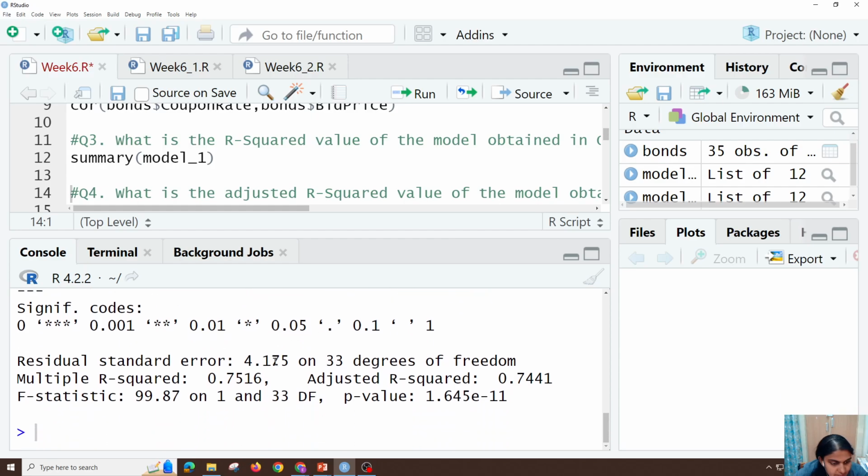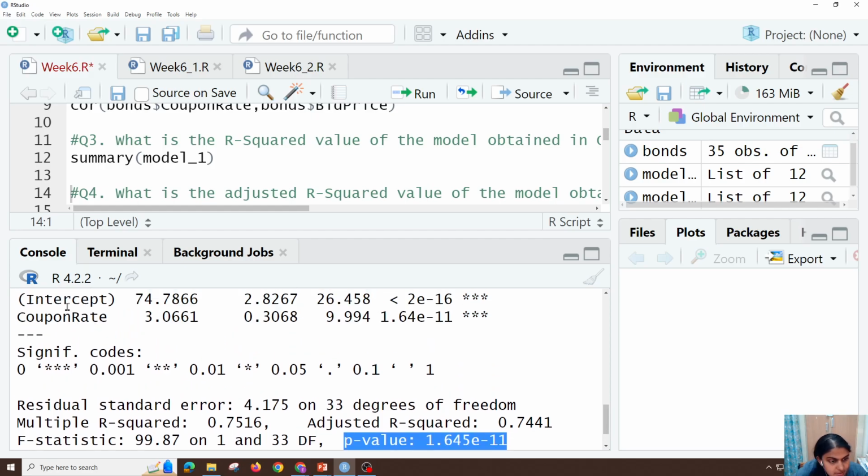Okay, and the p-value for the whole model prediction has been given in this range, which means that for our particular model, the null hypothesis will be rejected and the alternate hypothesis is valid. That means that the intercept as well as the coupon rate are significant. Okay, that means beta naught and beta 1 are not equal to 0.